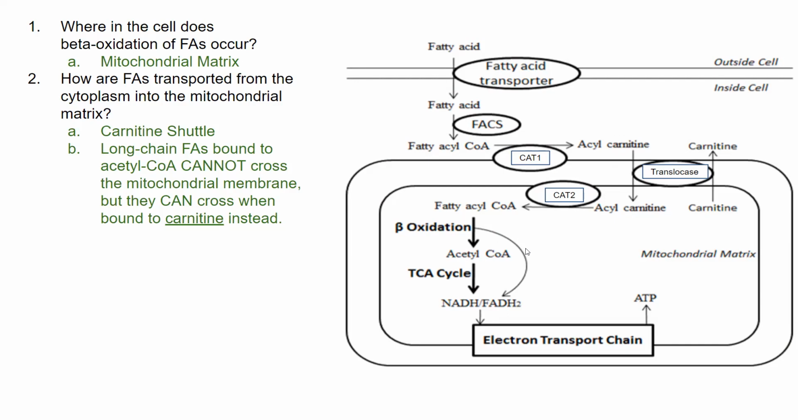I would make sure that you understand CAT1 and CAT2 and the translocase and the purpose of it. They probably stressed it in lecture. They stressed it to us too. And whenever they stress stuff, you know what happens. So CAT1 is the one that does it in the cytoplasm, and then CAT2 in the matrix.